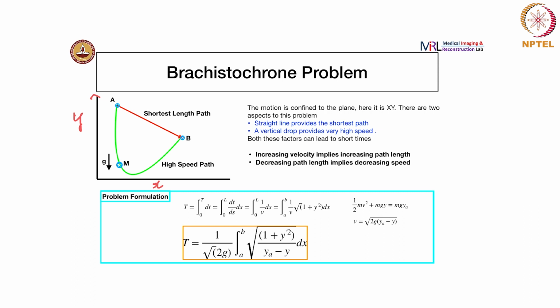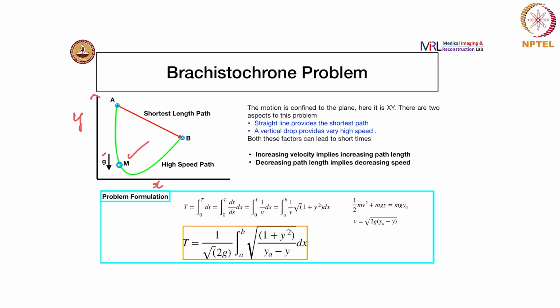What is the curve that will take you from A to B? This m here is the point mass you're talking about, and g is the acceleration due to gravity. So we are trying to estimate the equation of this path, and we call this y of x. Now, how do you go about doing this?